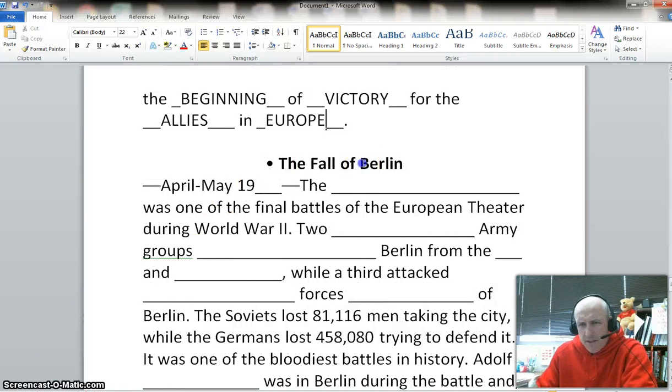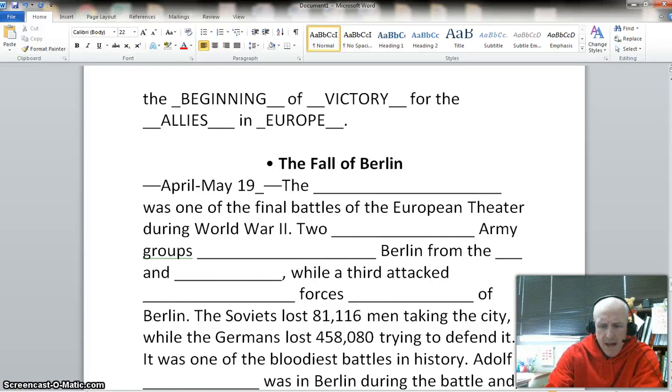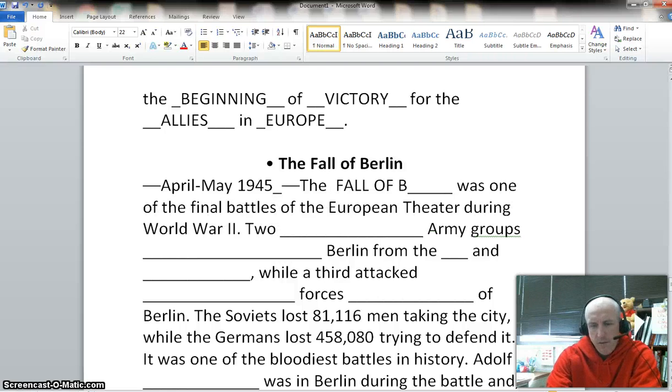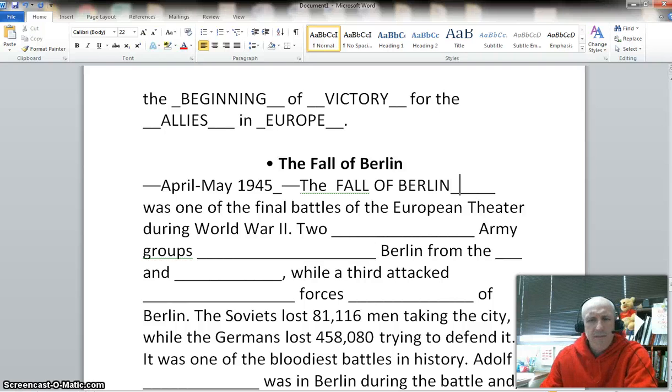Now, we're looking at the city of Berlin, Germany. This is where Hitler is, and it's going to be the fall of Berlin. So we had D-Day. Now we're going to the fall of Berlin. It's April, May 1945, the last year of the war. This is just the title. The fall of Berlin was one of the final battles of the European theater during the war.